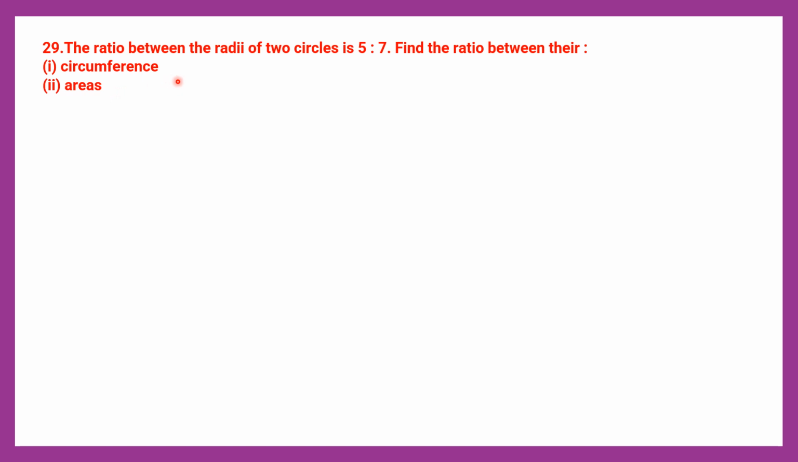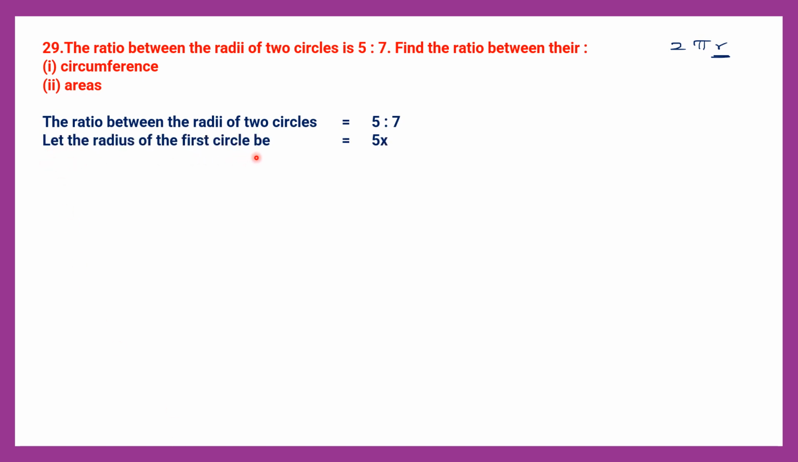So to find the circumference, first remember the formula to find the circumference is 2 pi r, 2 into pi into r. That means we need to know r, radius, isn't it? So let's begin by writing what's given to us. The ratio is given to us 5:7. Now let the radius of the first circle, remember we're talking about two circles, be 5x, the first number in the ratio, and let the radius of the second circle be 7x. So now we have the radius.